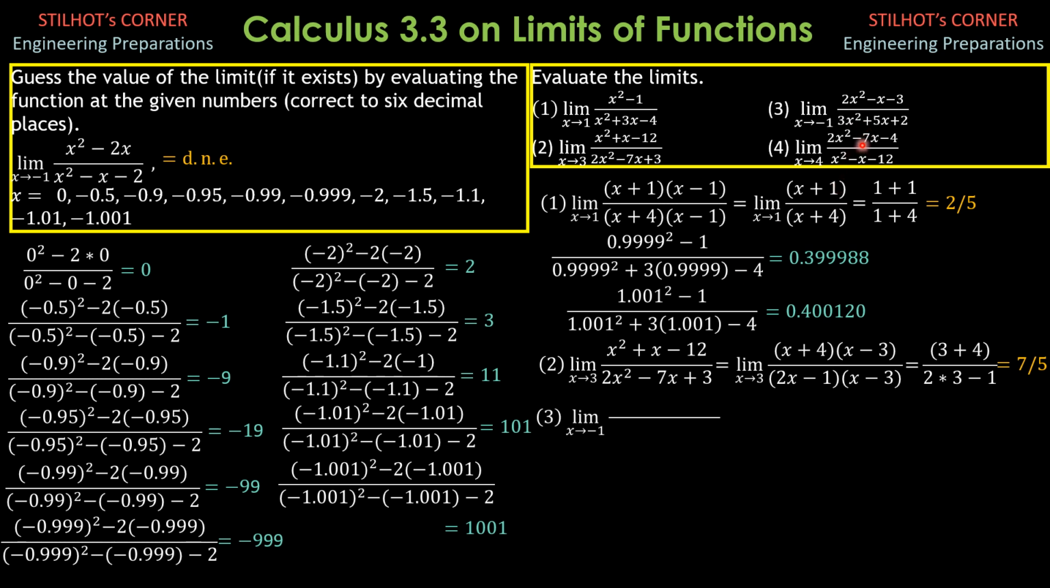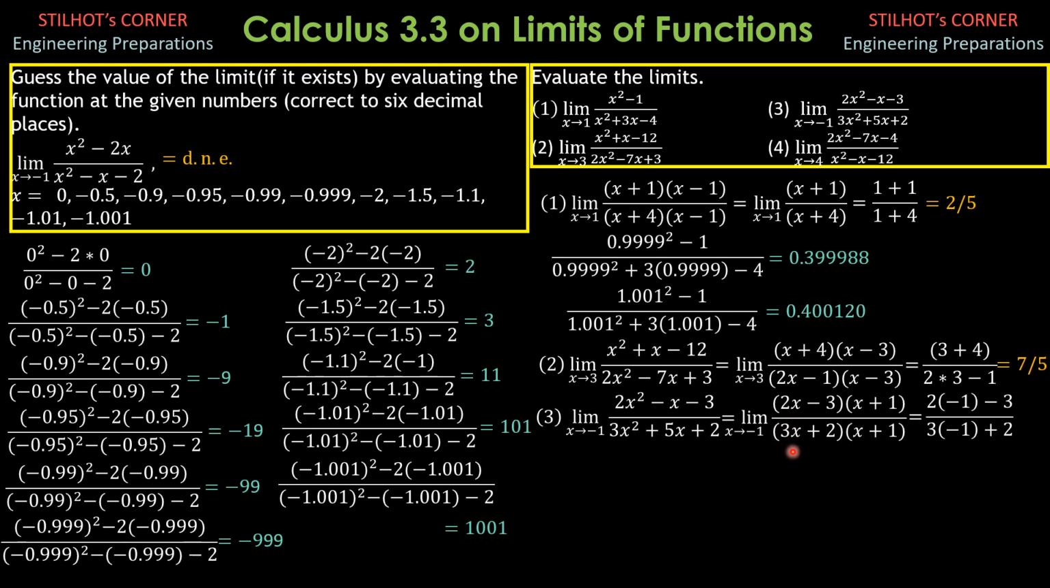So number 3, limit of quantity 2x squared minus x minus 3 over 3x squared plus 5x plus 2 is equal to limit of quantity 2x minus 3, then quantity x plus 1 over 3x plus 2 and x plus 1. Then we cancel x plus 1, and as x approaches negative 1, the numerator does not approach 0 anymore, as well as the denominator. Therefore, we can now substitute x is negative 1. So that would be 2 times negative 1 minus 3 over 3 times negative 1 plus 2. The numerator is negative 5. The denominator is negative 1. So negative 5 over negative 1 is 5.